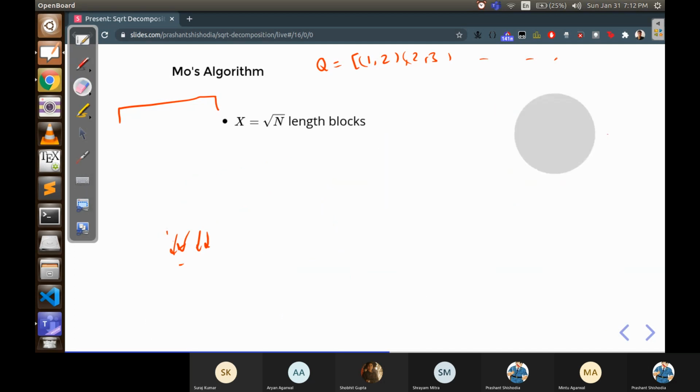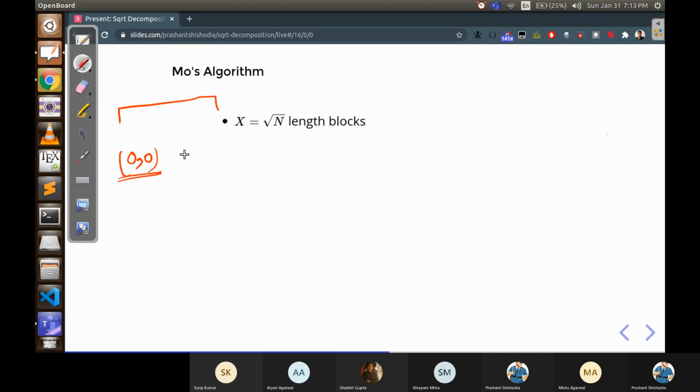Okay, so suppose you start with a range, say [0, 0], whose answer you know. Then you transform this range to query 1, then you transform that range to q2, and so on up to qq. Each transformation from one to the other will take O(n) time, right? Because you may have to delete and add at most O(n) elements, and there are q such ranges, so q into n time.